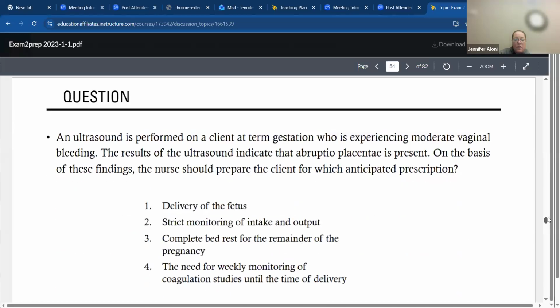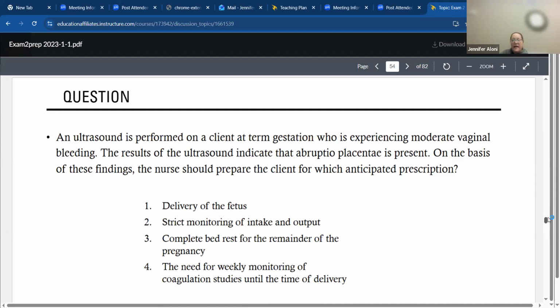your exam ready. Okay, let's do a quick question. Ultrasound is performed on a client at term gestation who's experienced moderate vaginal bleeding. The results indicate placental abruption. On the basis of these findings, what are we going to prepare for?